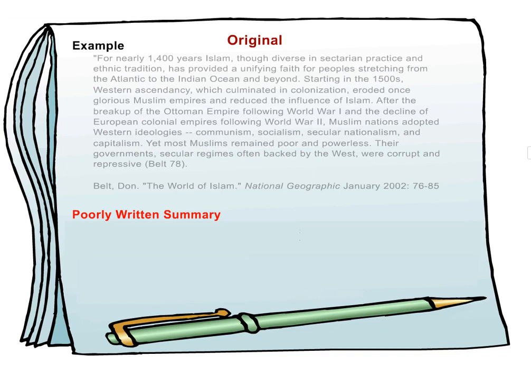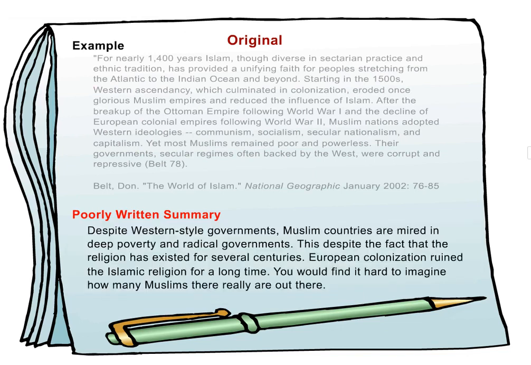Poorly written summary. Despite Western-style governments, Muslim countries are mired in deep poverty and radical governments. This despite the fact that the religion has existed for several centuries. European colonization ruined the Islamic religion for a long time. You would find it hard to imagine how many Muslims there really are out there.